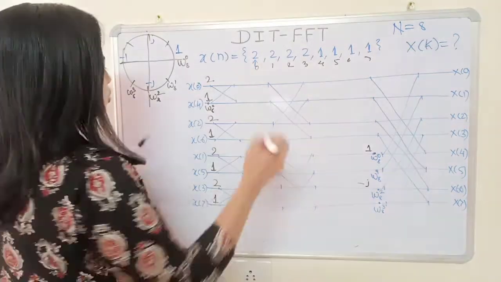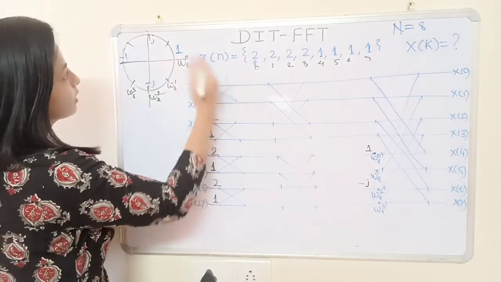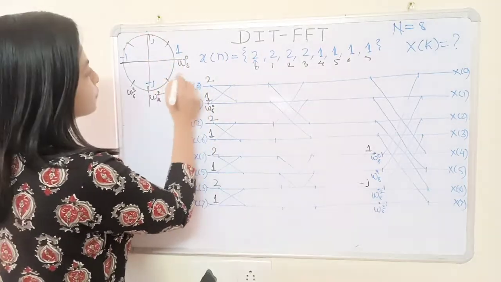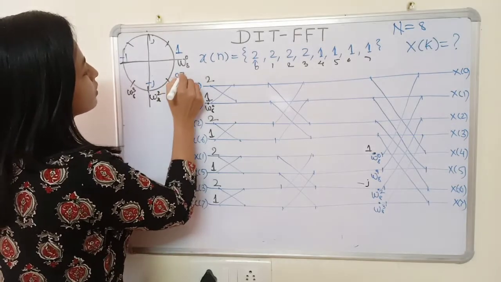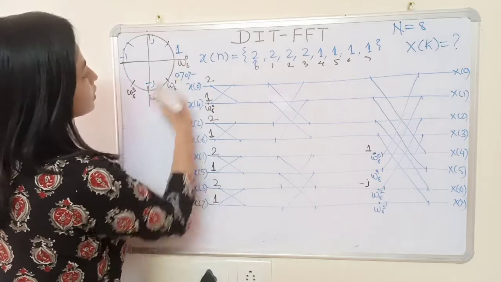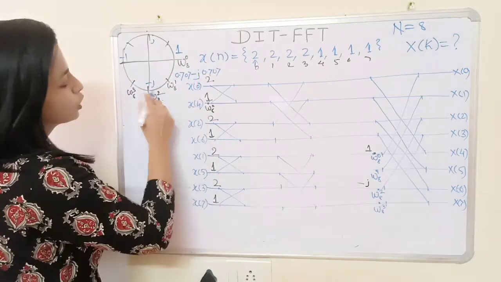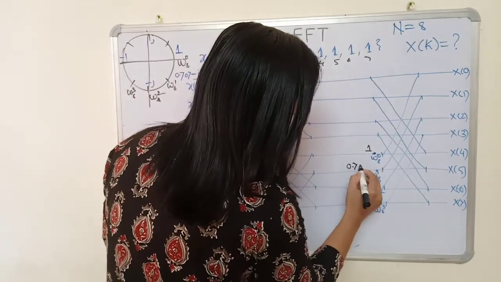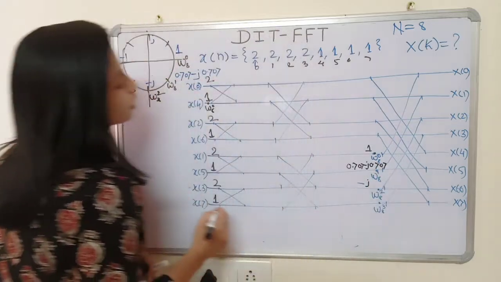Here this point W8^1 is on the positive side of the real axis and the negative side of the imaginary axis. So we can write it as 0.707 minus J 0.707. Like this, I'll write it here: 0.707 minus J 0.707.